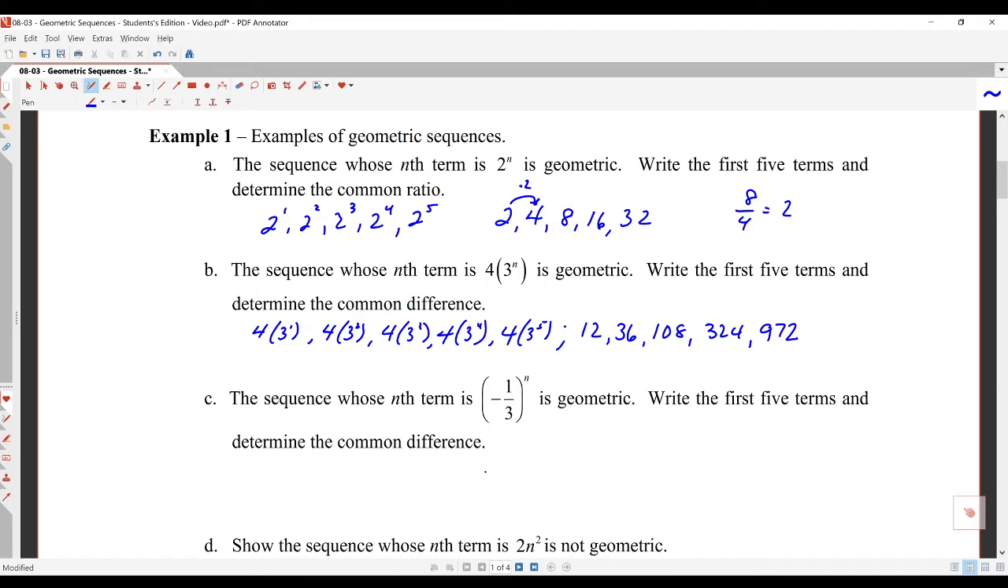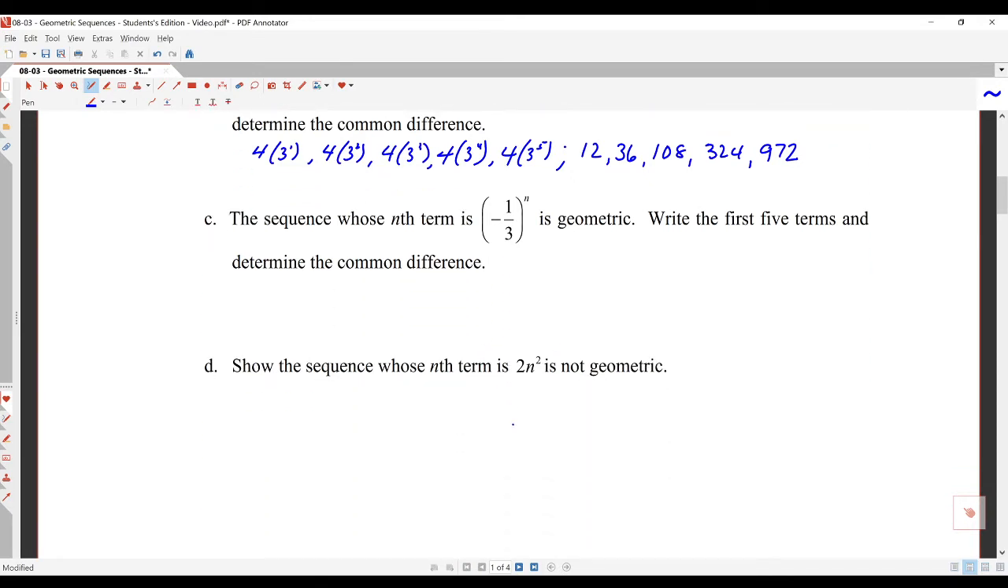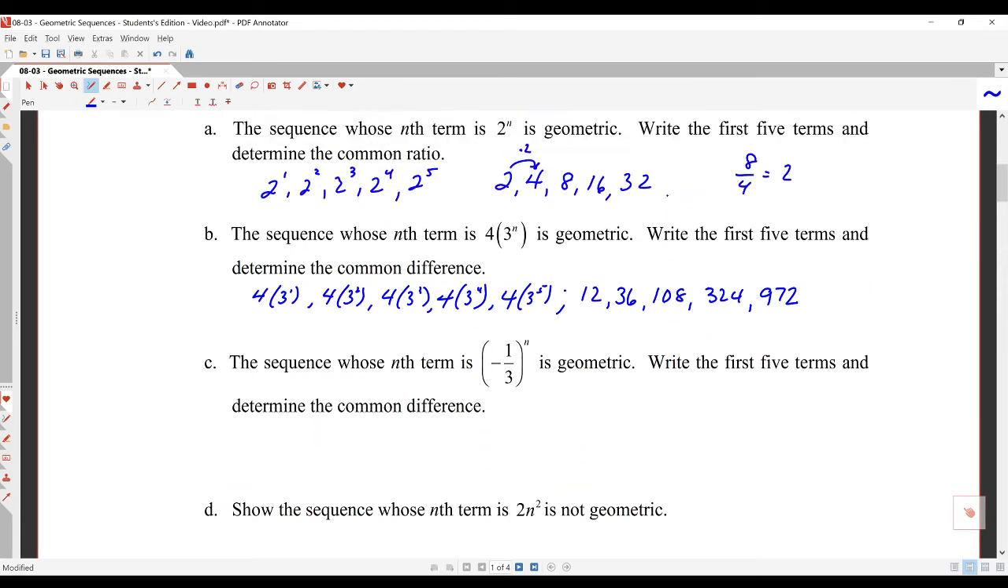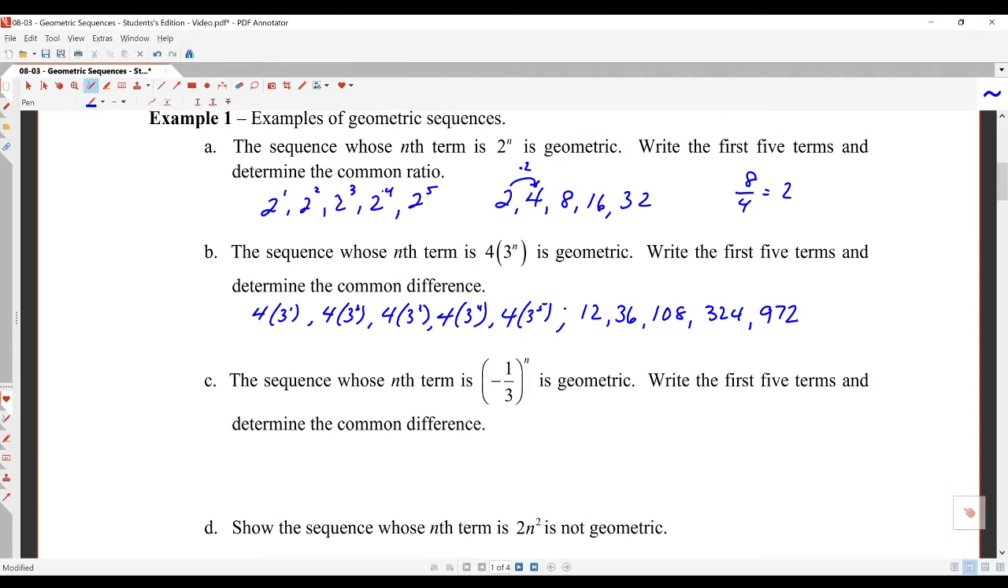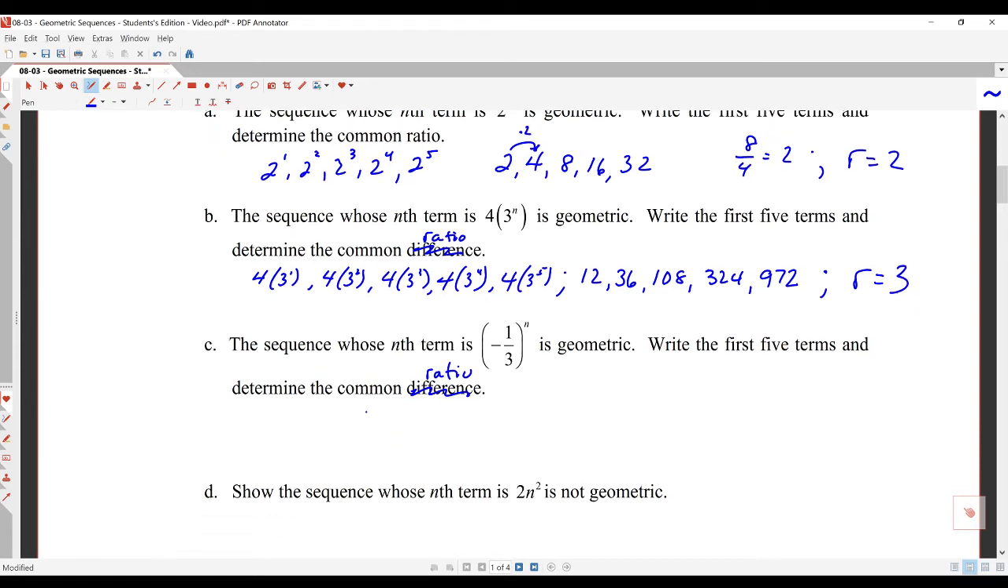All right, take a look at C. The sequence whose nth term is negative 1/3 to the n is geometric. Write the first 5 terms and determine the common difference. By the way, real quick, if I go back up here, determine the common ratio. This should say ratio here, and here. And I should find those. So in this case, R is 2. Here, R is 3. We're tripling every time, multiplying by 3. Let's take a look at C.